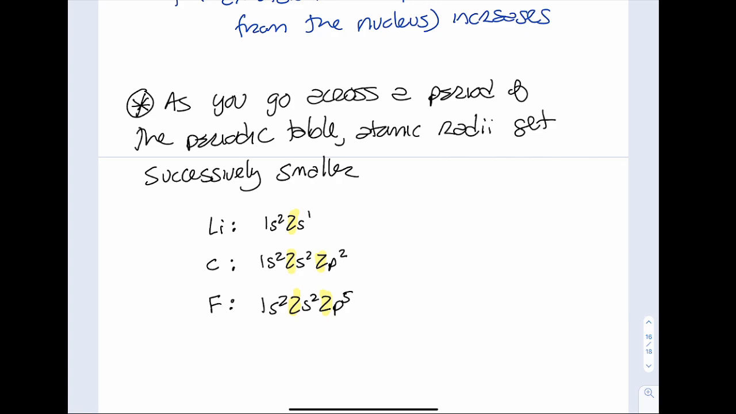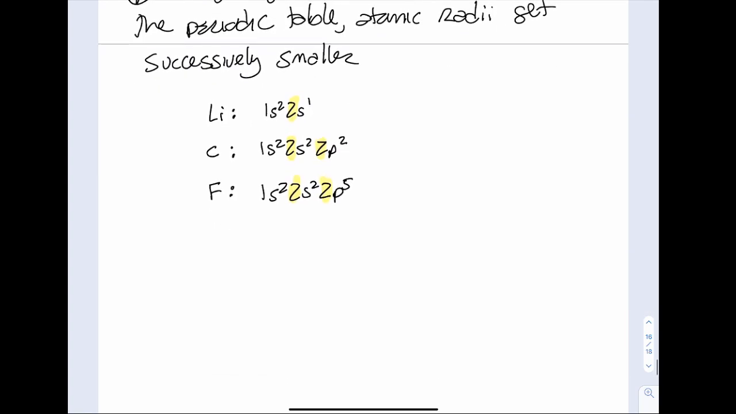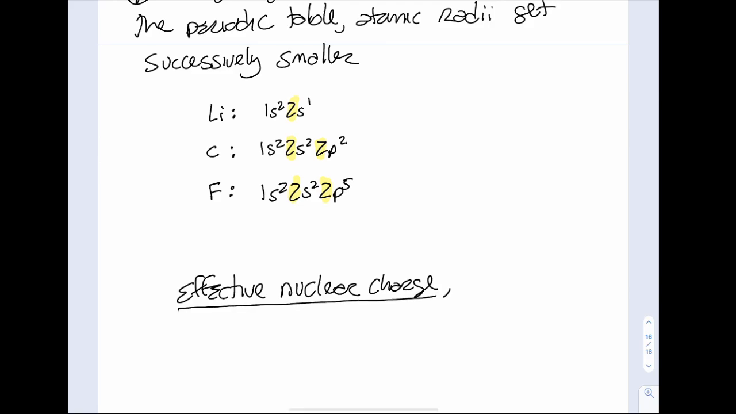That doesn't work. So what we're going to look at here, I have to give us a new term, is our effective nuclear charge. And we're going to use this term when we talk about ionization energy also. Our abbreviation for effective nuclear charge is a capital Z and then an EFF.